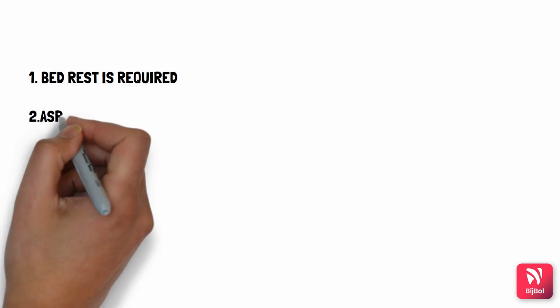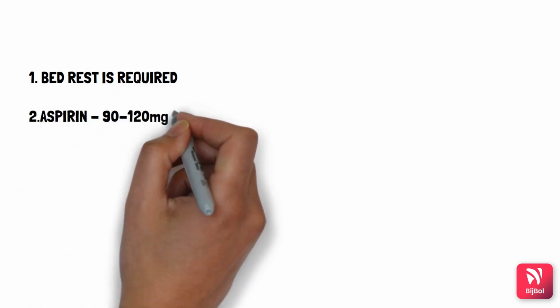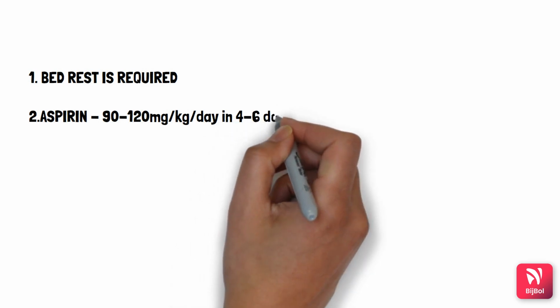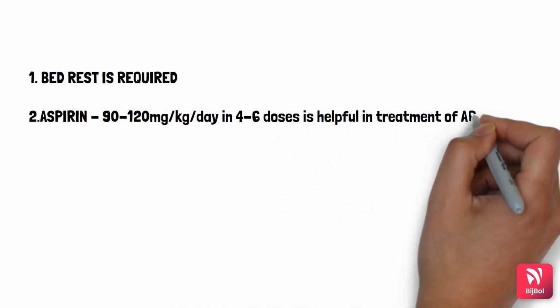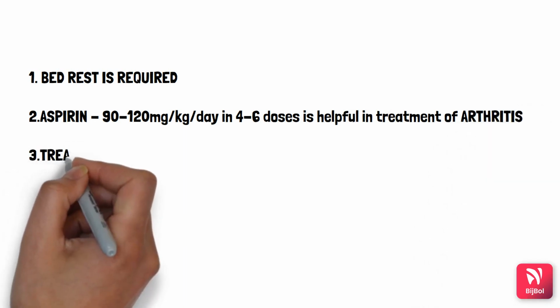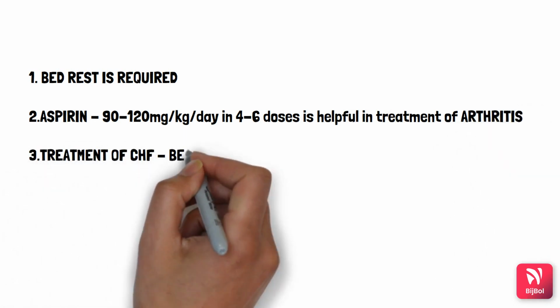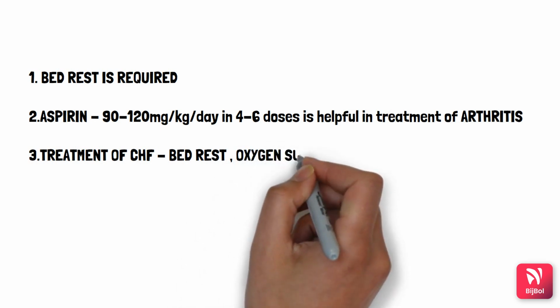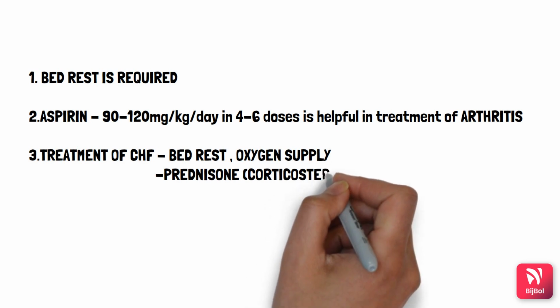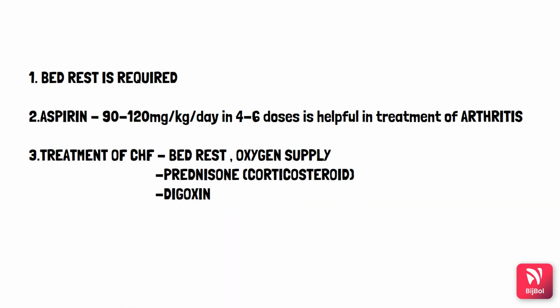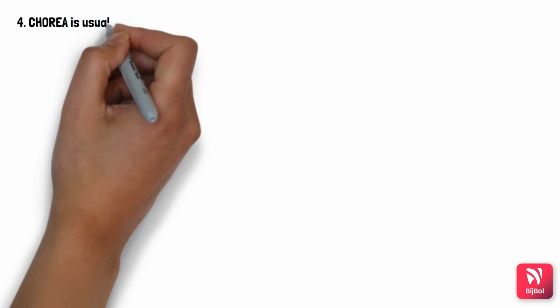So now let's see how the management goes. First, bed rest is required till ESR gets to a normal level. Anti-inflammatory drugs like aspirin 90 to 120 mg per kg per day in 4 to 6 doses for 2 weeks are given. This helps in treating the arthritis. Treatment of congestive heart failure includes complete bed rest and oxygen, prednisone for severe carditis and digoxin if indicated.